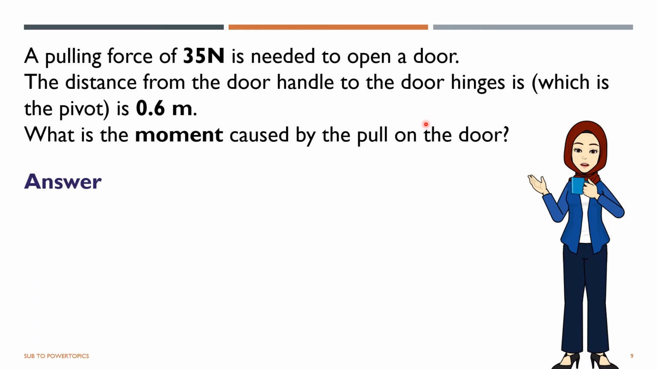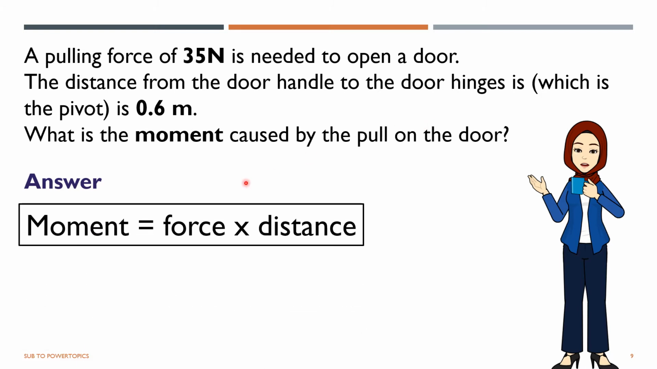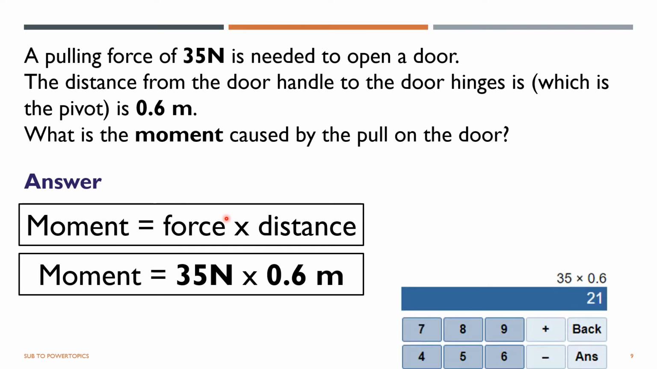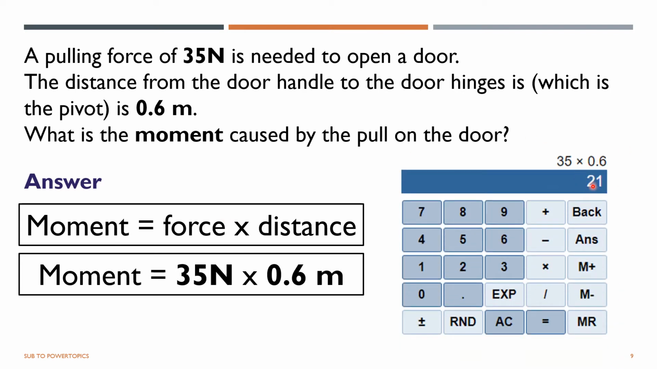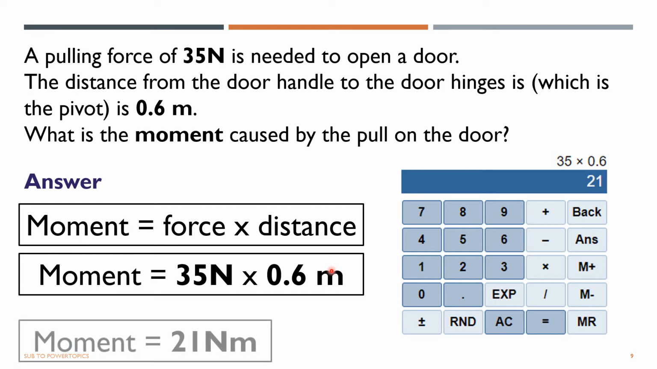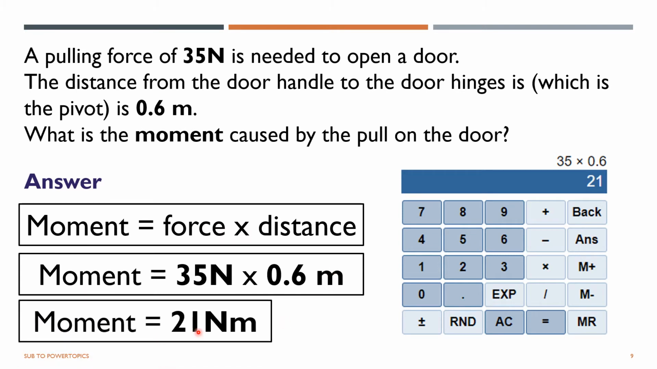So as you know, to calculate moment, we need to multiply force and distance. So what is the force here? The force here is 35 Newton and the distance here is 0.6 meters. So we multiply it and we'll get 21. But we still aren't done yet. We haven't written our unit. So what is the unit for moment? It is Newton meter. So this is our answer. The moment caused by the pull on the door is 21 Newton meter.